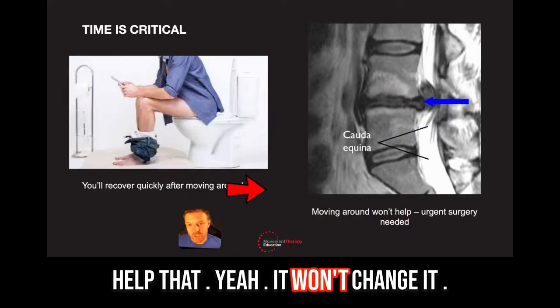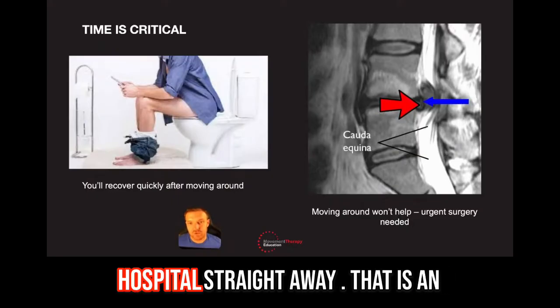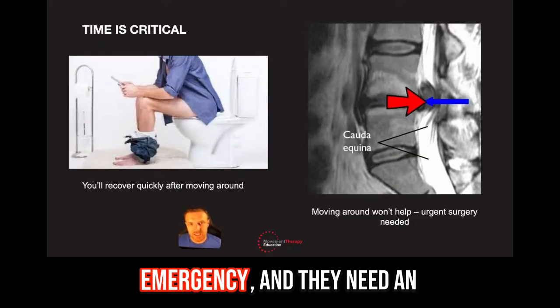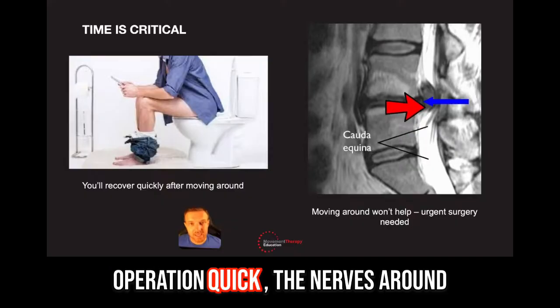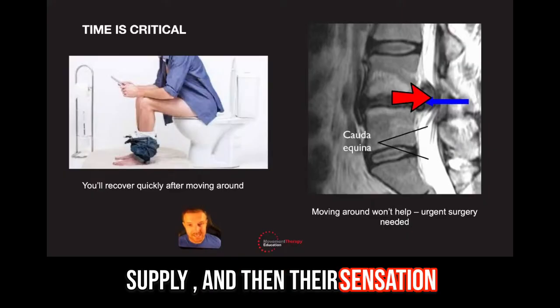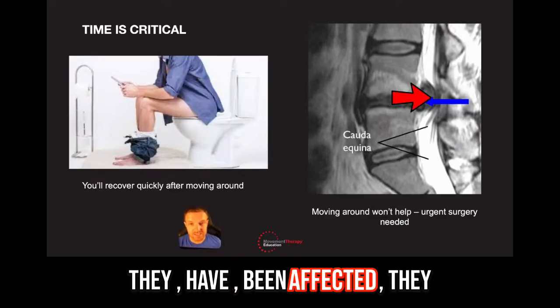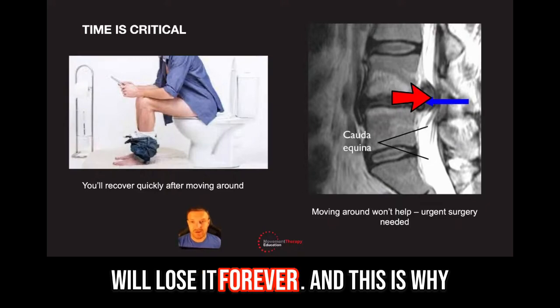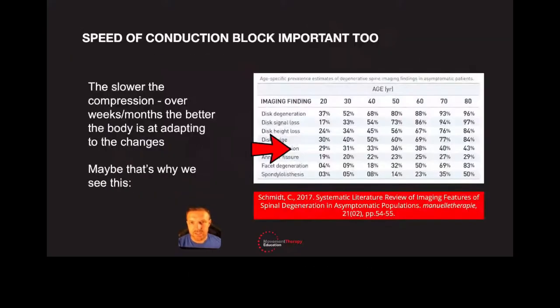Okay? Moving around won't help that. It won't change it. There's no let up. They need to go to hospital straight away. That is an emergency and they need an operation. If they don't have an operation quickly, the nerves around that region will lose their blood supply, and then the sensation and the control of the area that has been affected, they will lose it forever. And this is why it's so bad. And that is what happens with cauda equina.